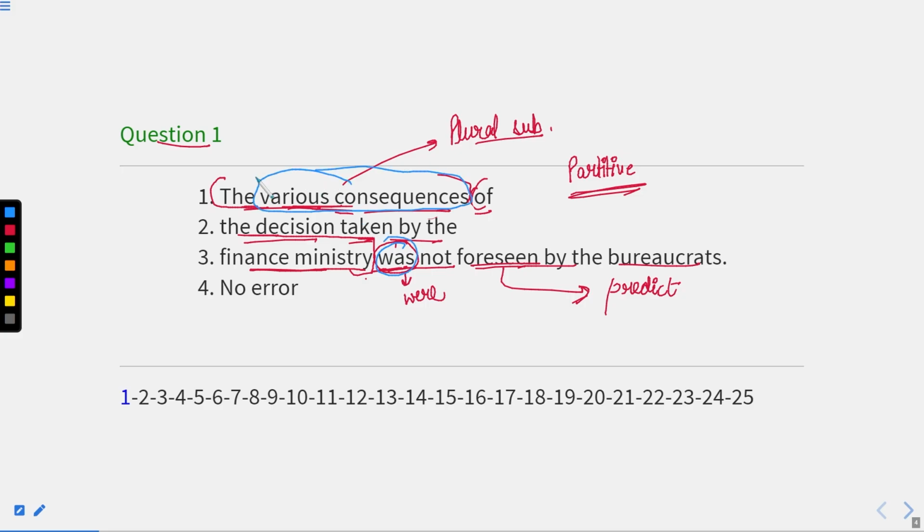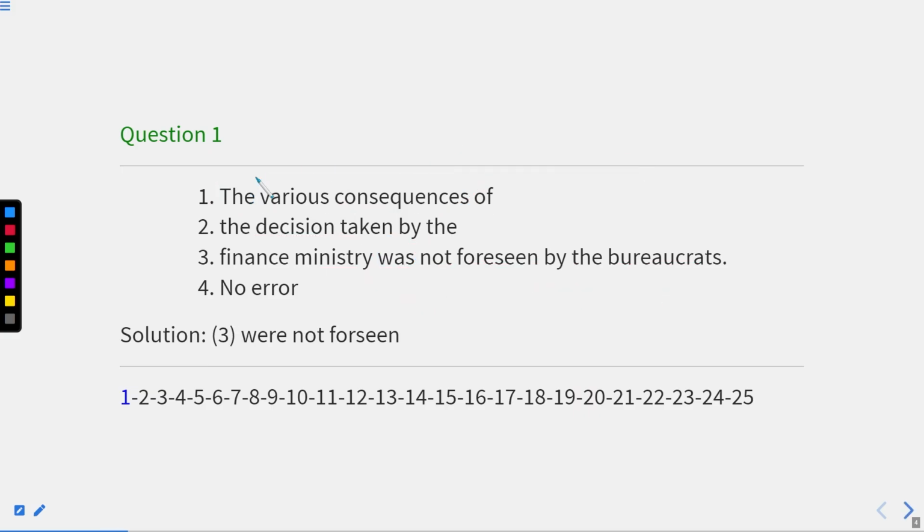And for the subject we need to write the plural verb as well, so this "was" should be replaced with a plural verb. Okay, so here the answer is 3, where "were not foreseen" should replace the phrase "was not foreseen". So "this was not foreseen" should be replaced by "were not foreseen".